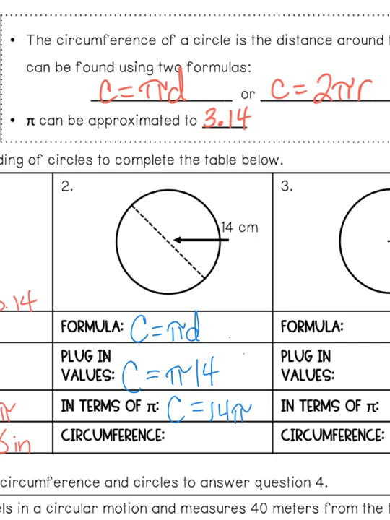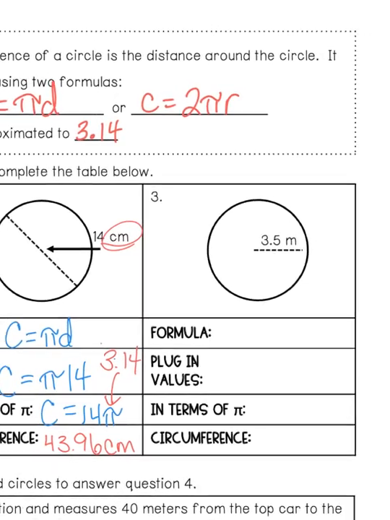So to find the circumference, I'm going to plug in 3.14 for pi. In my calculator, I'm going to write 14 times 3.14, and I'm going to get 43.96, and that's going to be centimeters, because that's what our unit is right there.